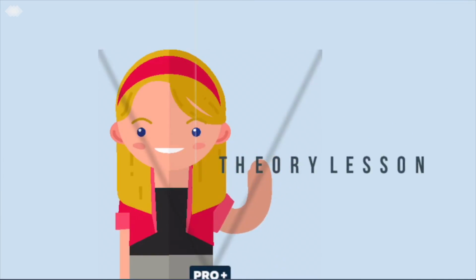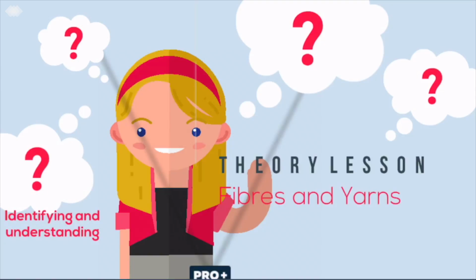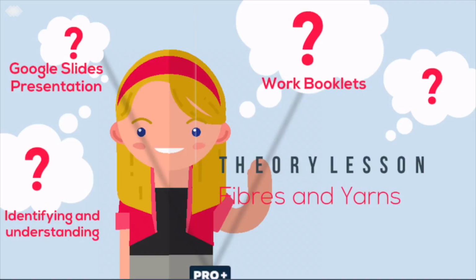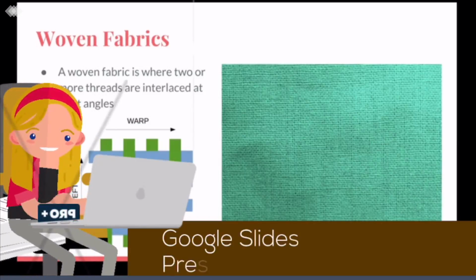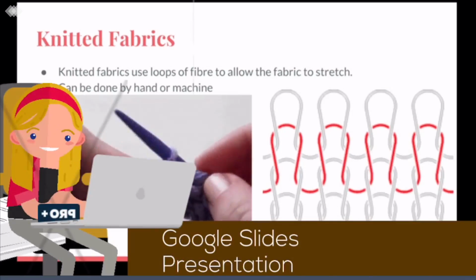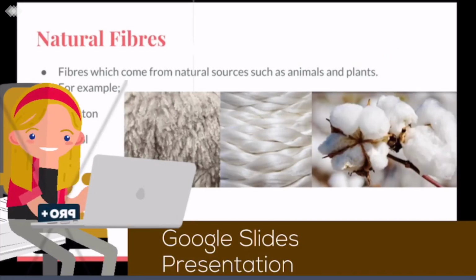This was my very first theory lesson with Year 7, and the lesson was based on fibres and yarns. This lesson was centered around students identifying and understanding the key differences between different fibres and yarns. In this lesson, I used a Google Slides presentation, work booklets, and different fibres and yarns as teaching aids. The Google Slides presentation includes visuals such as images, GIFs, and YouTube videos, all in relation to the different fibre and yarn samples students were given.